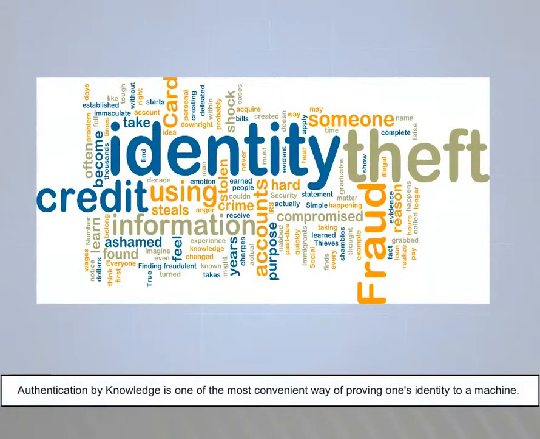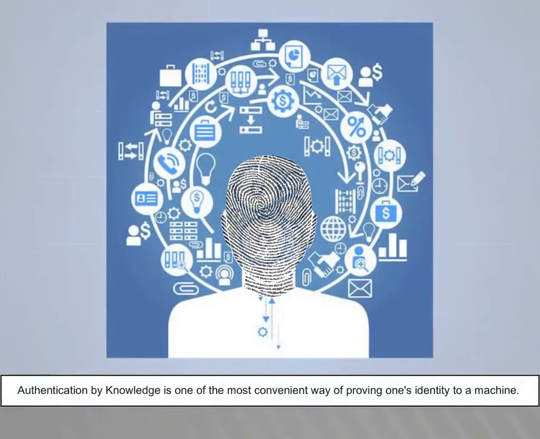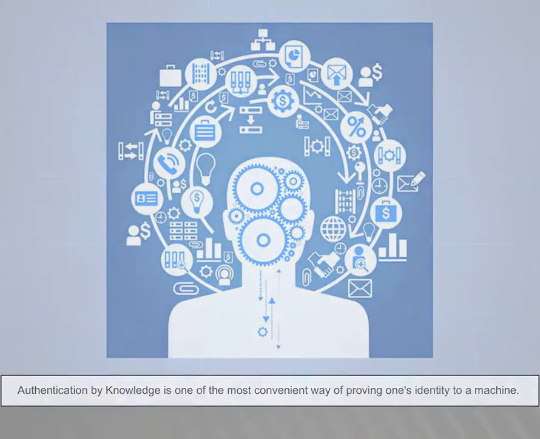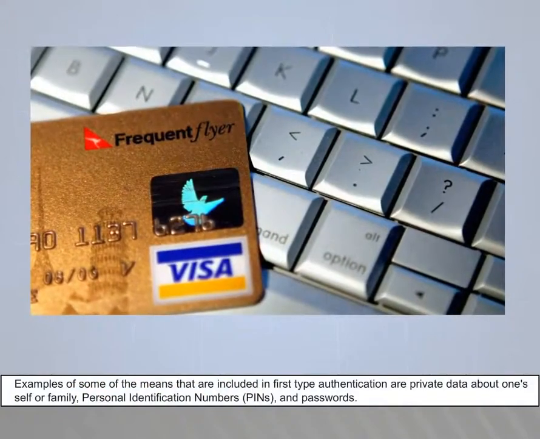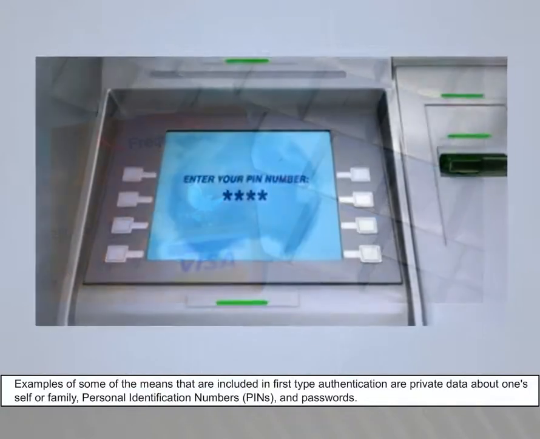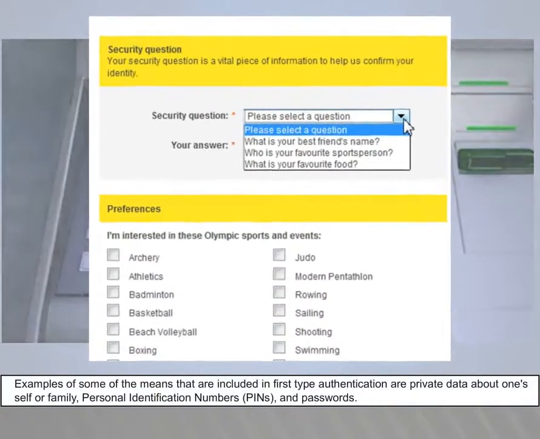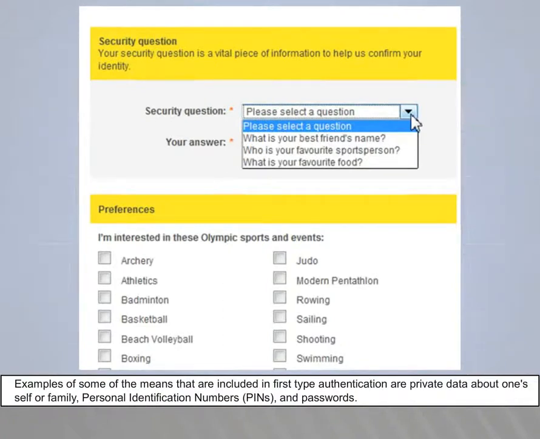Authentication by knowledge is one of the most convenient ways of proving one's identity to a machine. Examples of some of the means that are included in first type authentication are private data about one's self or family, personal identification numbers, PINs, and passwords.